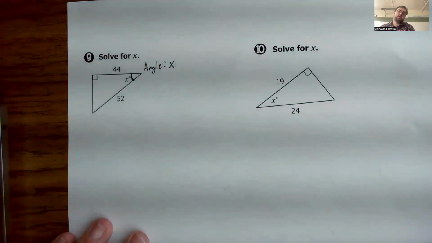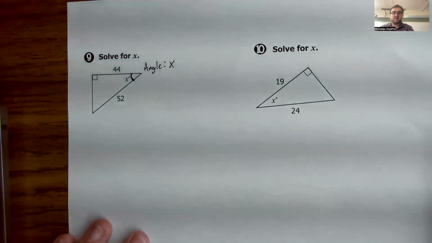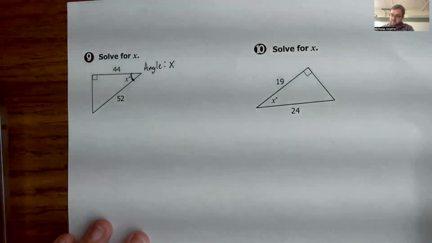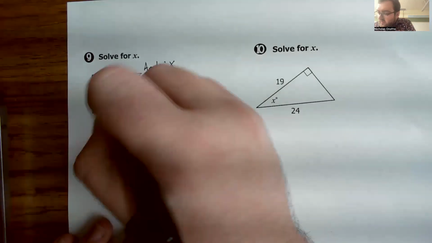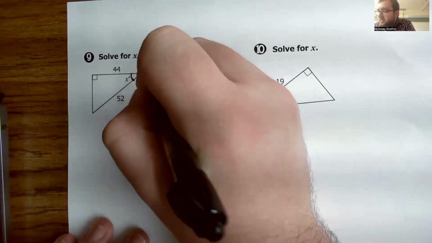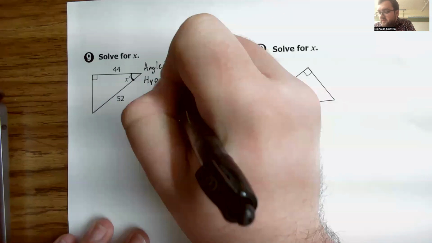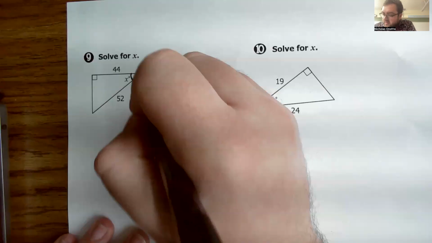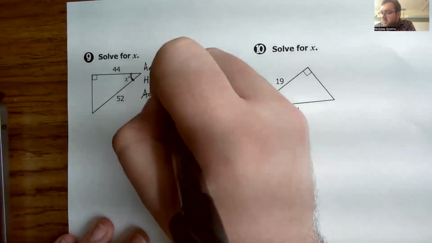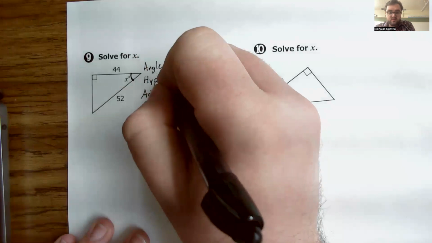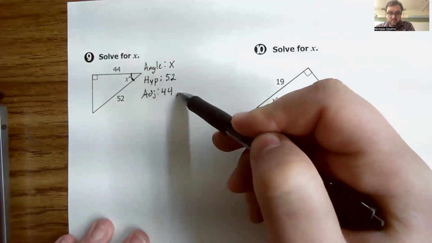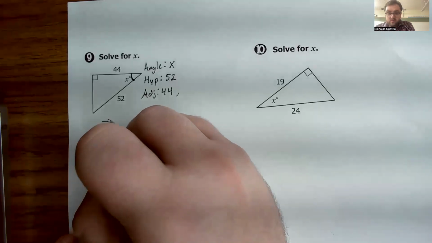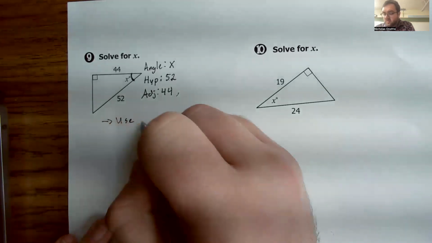Now let's look. What sides do they give us? Take a second. Take a guess for yourselves. Okay. I notice that they give us our long slanted side, the hypotenuse of 52, and our adjacent side, 44. Since we're given hypotenuse and adjacent, we can conclude that we need to use cosine.